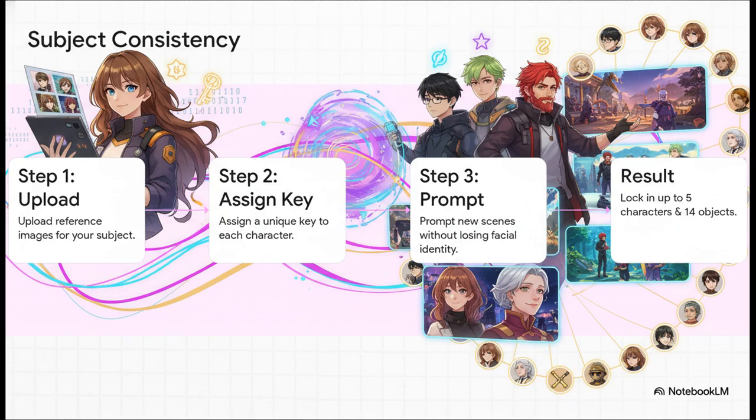And get this. The workflow is ridiculously simple. Step 1, you upload some reference images of your character. Step 2, you give them a unique little code, a character key. And step 3, you just prompt new scenes. That's it. Their face, their look, it stays locked in. You can do this for up to 5 characters and even 14 objects. This isn't just cool, it's a complete game changer for anyone trying to tell a story.